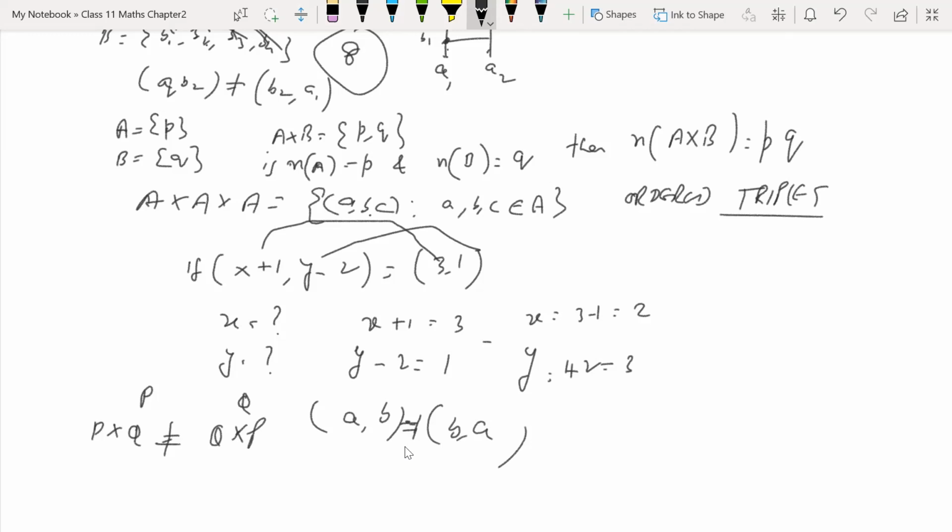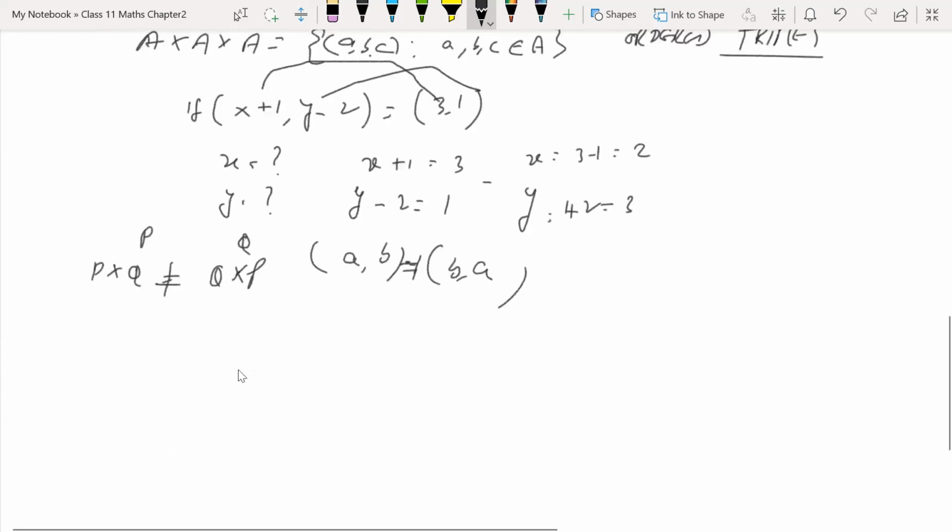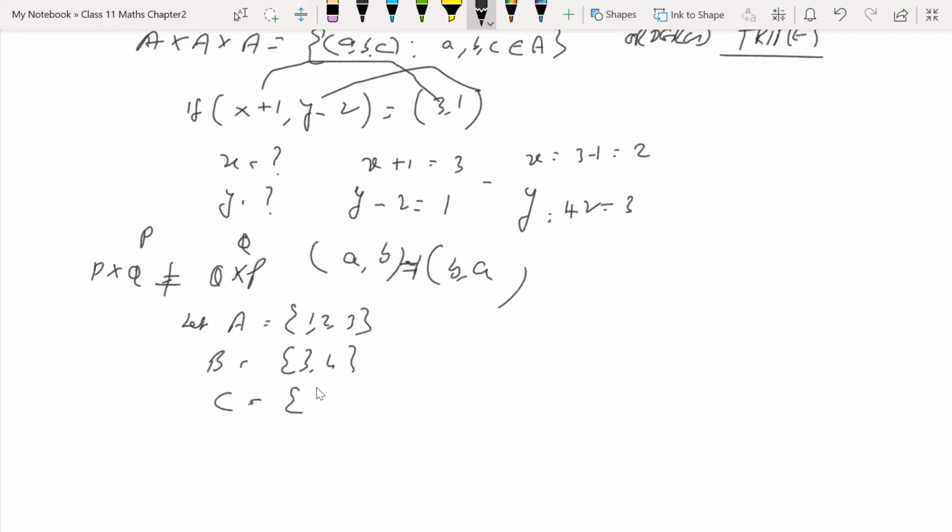Example 3 of your chapter, you should practice this because you have learned a lot about it in your previous chapter. But example number 4 I will do for you. The rest you will do yourself. Let there be sets: A is 1, 2, 3. B is 3, 4. C is 4, 5, 6.